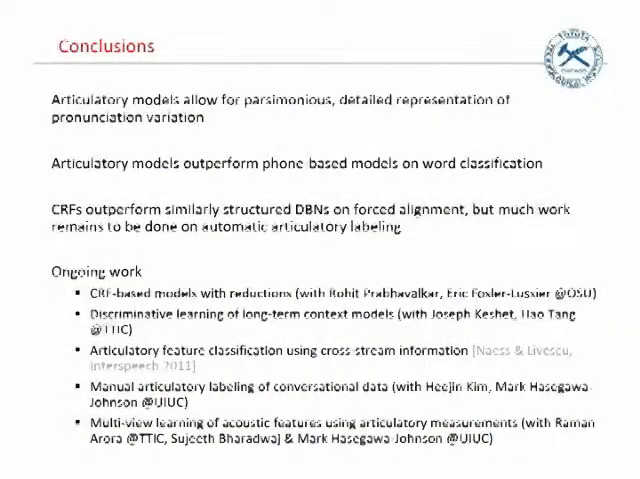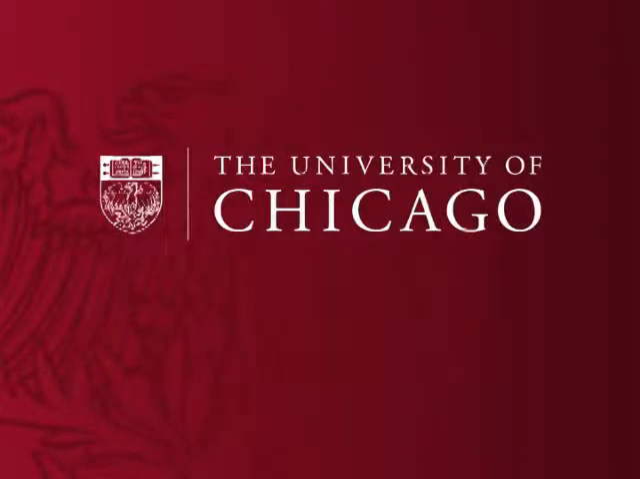So I'll end there. To conclude, articulatory models allow us to have much more parsimonious as well as detailed representations of pronunciation variation. I've shown you two types of experiments, word classification and forced alignment, where they've been successful. And there's a whole bunch of ongoing work to improve the models further. And I'll stop there. Thanks.